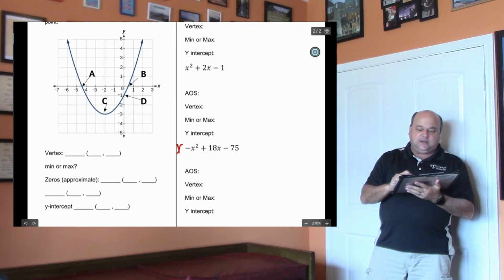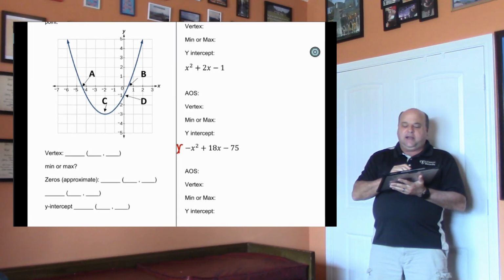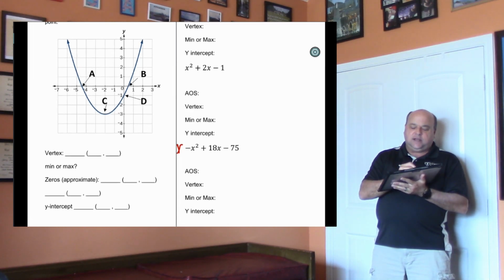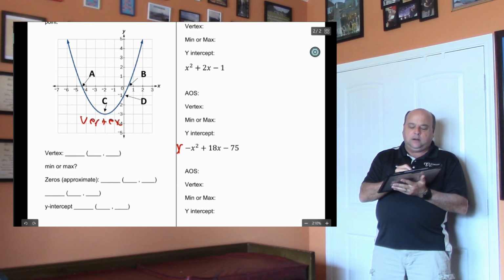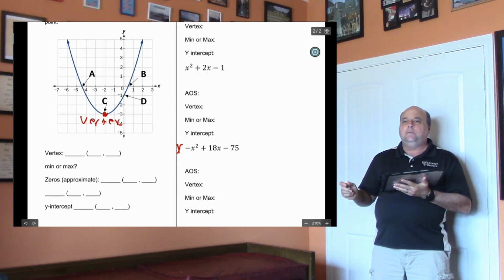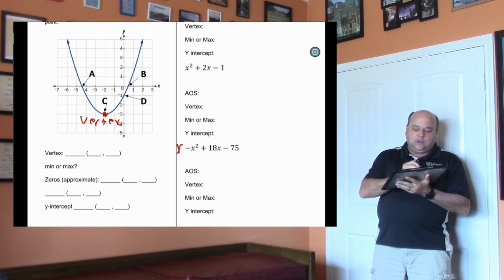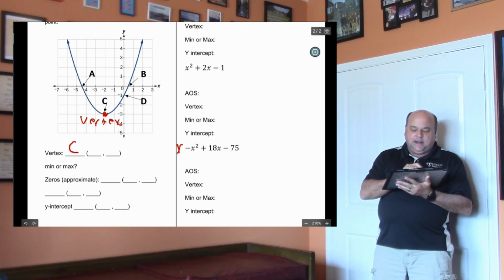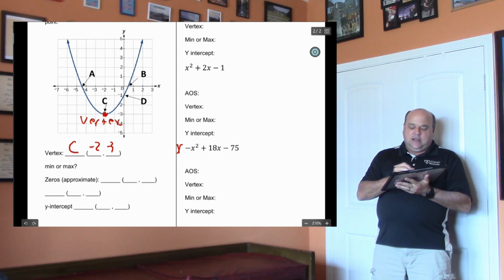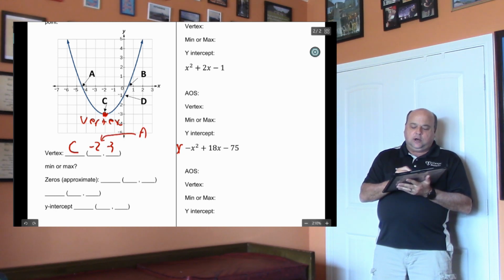Okay, now then on this part, we don't need the calculator for here. We could get all these answers. Okay, the vertex. Which one of these letters is the vertex? It's this point right here. The top or bottom is your vertex, okay? So the vertex is letter C, and it's going to be negative 2, comma, negative 3. The negative 2 is going to turn into your axis of symmetry, and the negative 3 is going to be your max or min.